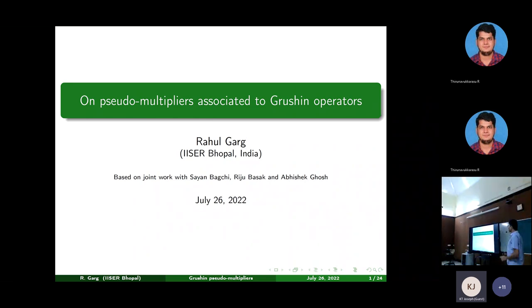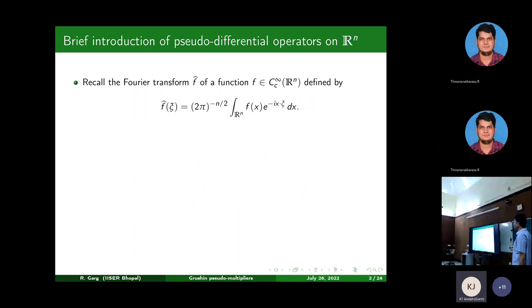So I'll be talking about this topic, and in fact, thanks to Sayan, he taught me this topic, and Sayan learned multipliers or pseudo-multipliers from Thangavelu during his PhD. So certainly whatever we are doing, either we have directly learned or indirectly learned from him. So I'll now start discussing pseudo-multipliers, but before going to the topic on Grushin operators, let me give a brief introduction of the subject in the Euclidean space.